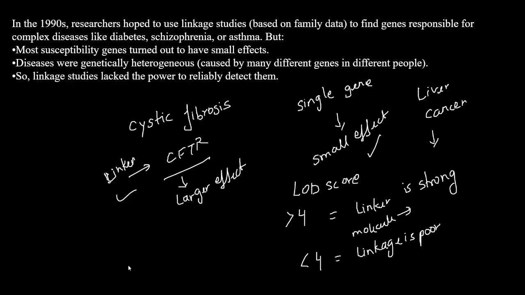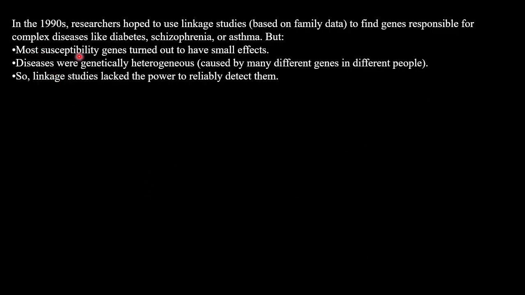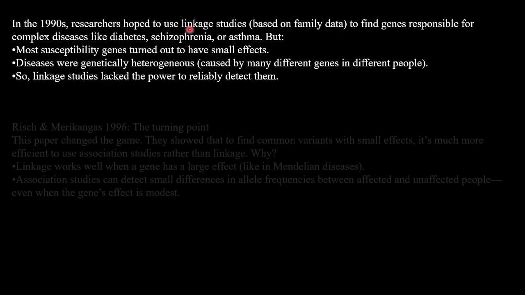The majority of the susceptibility genes turned out to have a small effect, meaning a single gene has only a small effect. Diseases are basically caused by multiple genes. Complex diseases are polygenic in nature. So linkage studies lacked the power, meaning it's a statistical method, and because of this you cannot calculate the LODs reliably. Even though you calculate the LOD score, it is not accurate, and you cannot rely on it.